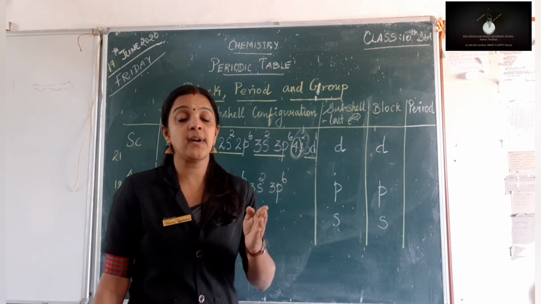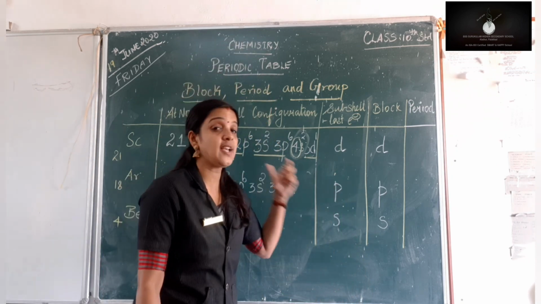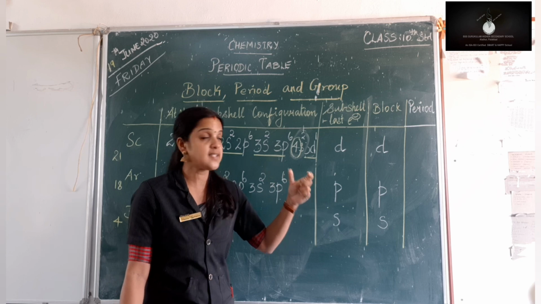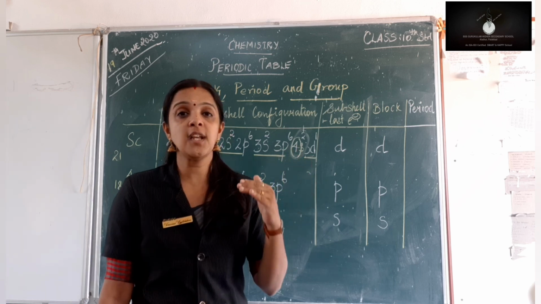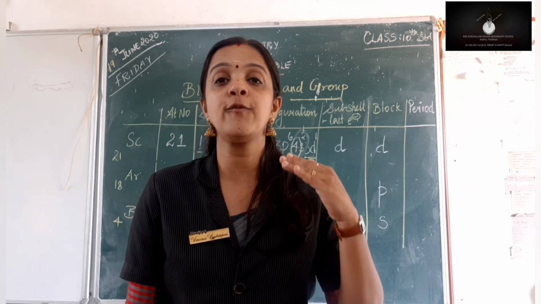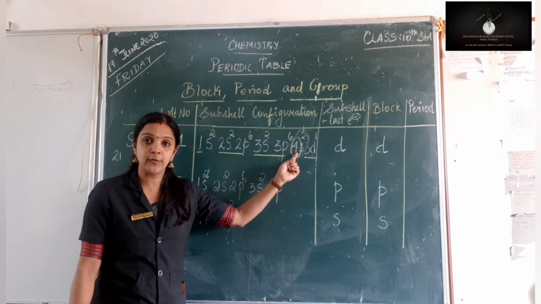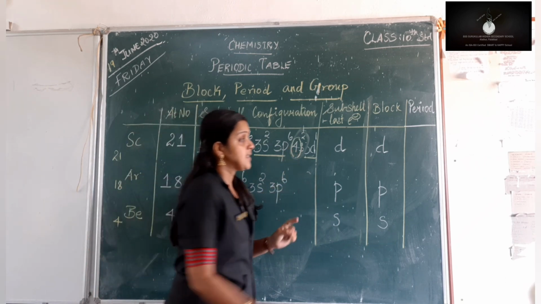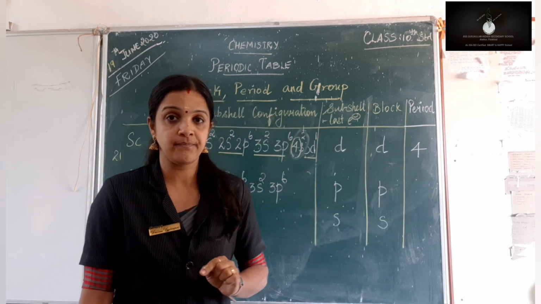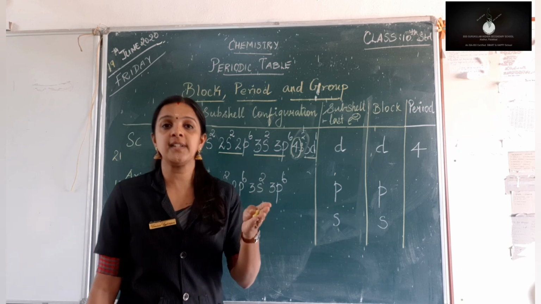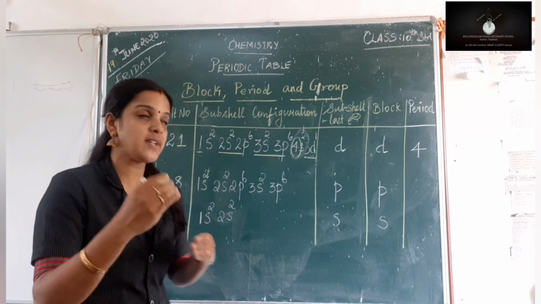So always remember, whenever we are writing a D block element, be very careful and check twice or thrice whether you have mentioned the highest shell number, because D block elements start from the 4th period. So my highest shell number is 4. So the period to which scandium belongs is the 4th period. Are you able to follow, children? I'll give 2 more examples so that you can understand much better.